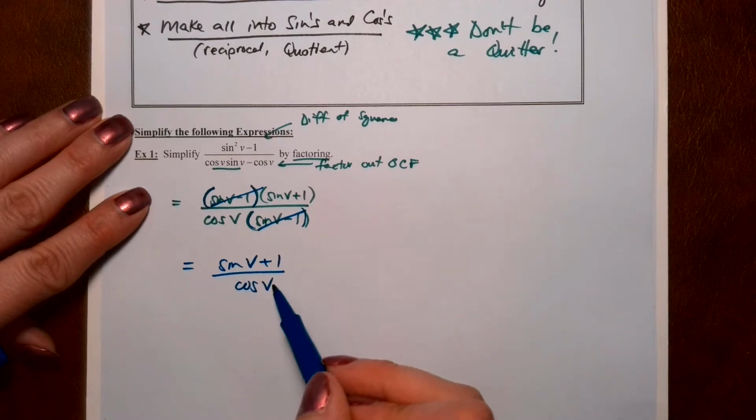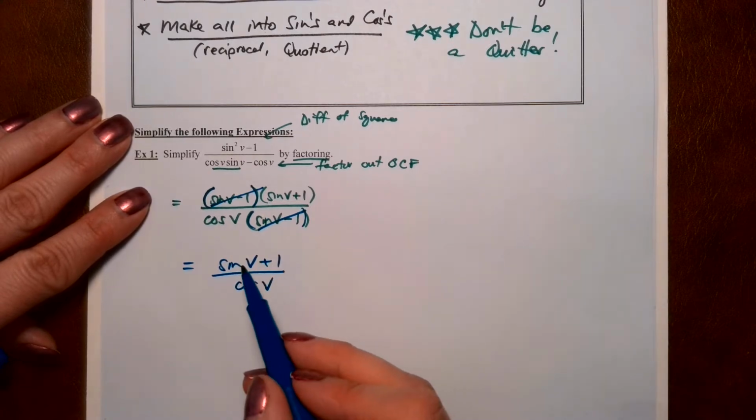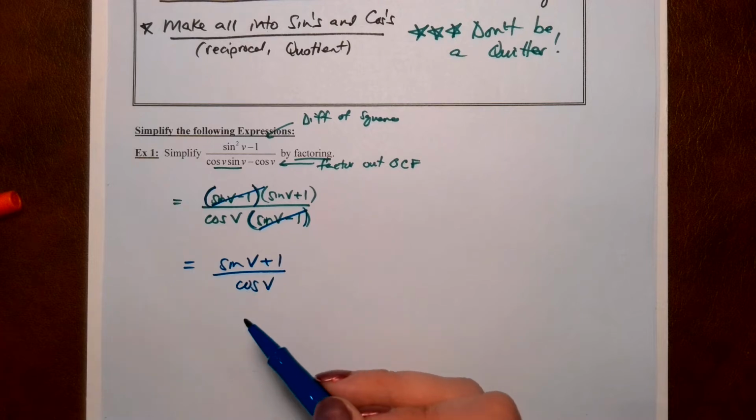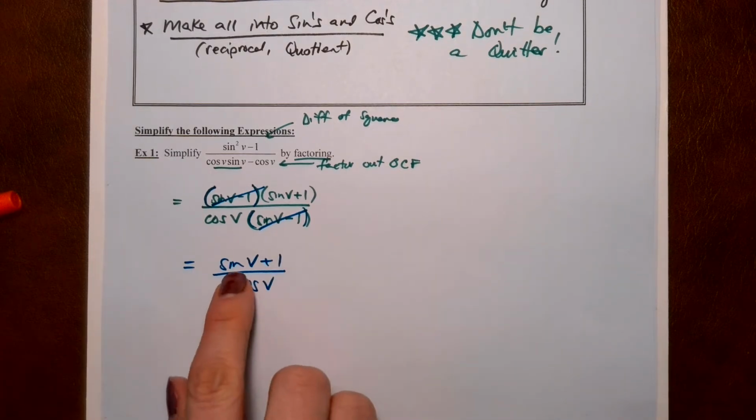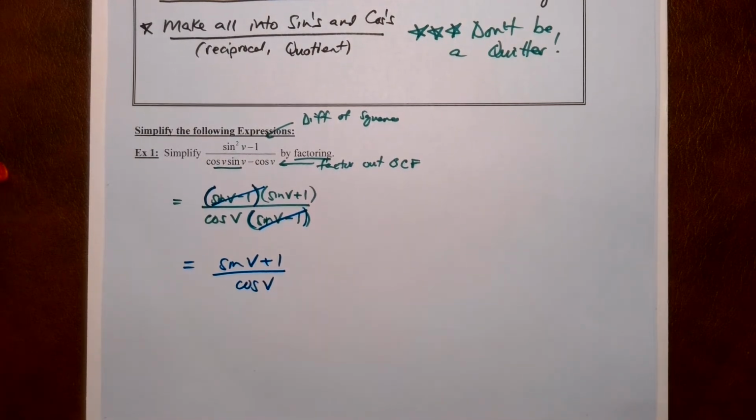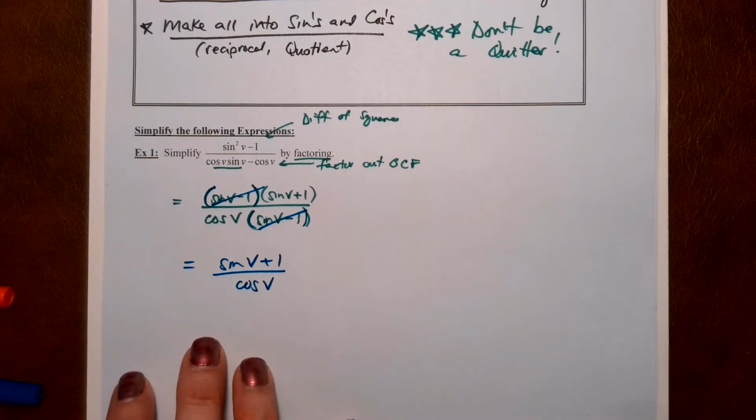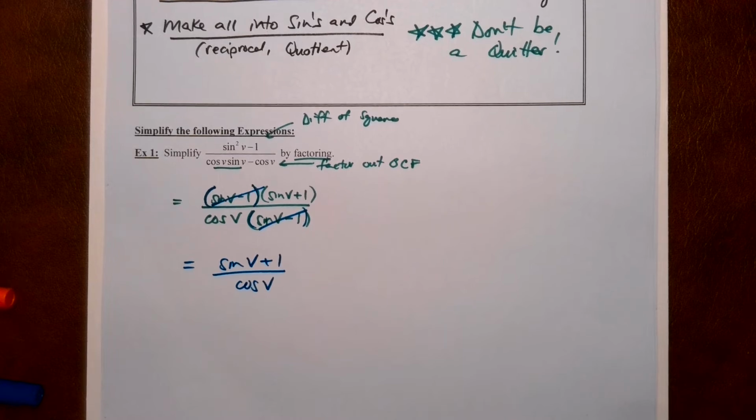We can't really cancel anything here. This is two terms on top and one term on the bottom. So we have three terms and we have a fraction. So I guess what's more simple, a fraction or not a fraction? Let's try to make this not be a fraction.